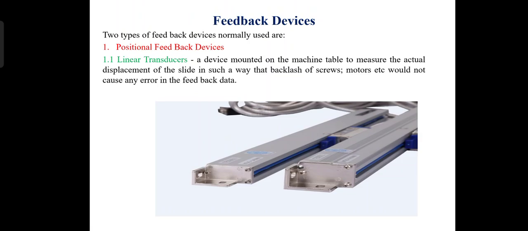Position feedback devices: linear transducer, a device mounted on the machine table to measure the actual displacement of the slide in such a way that backlash of the screw and motors would not cause any error in the feedback data.